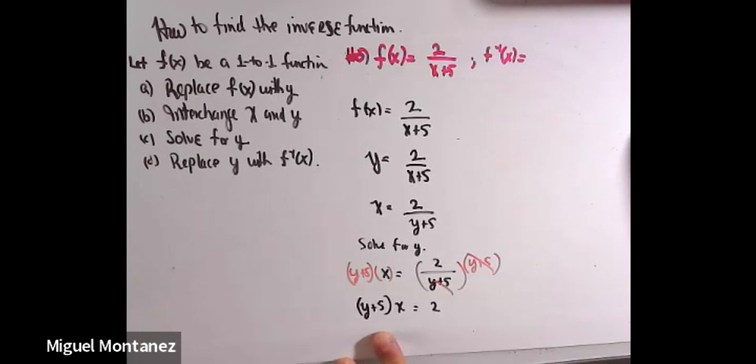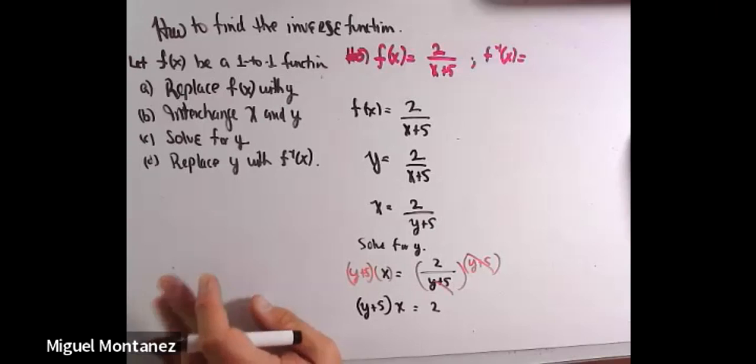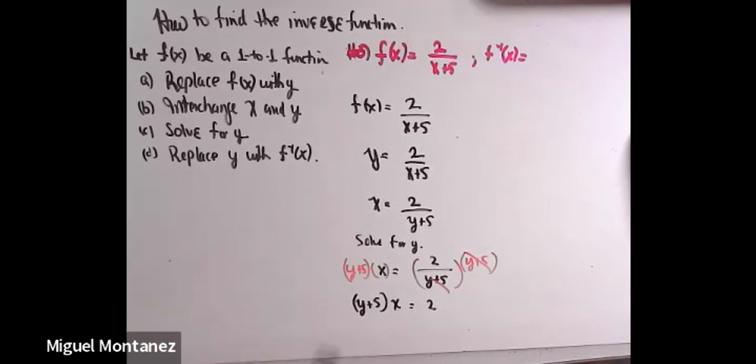At this point, folks, we have two options. One option will be to divide by x, and then we subtract 5, and we're done. It will be 2 over x minus 5. I repeat, you divide by x on both sides. You have 2 over x equals y plus 5. You subtract the 5, so 2 over x minus 5 equals y, and you're done. Beautiful. Or we have another option, which is to distribute the x, and then you solve for y accordingly.